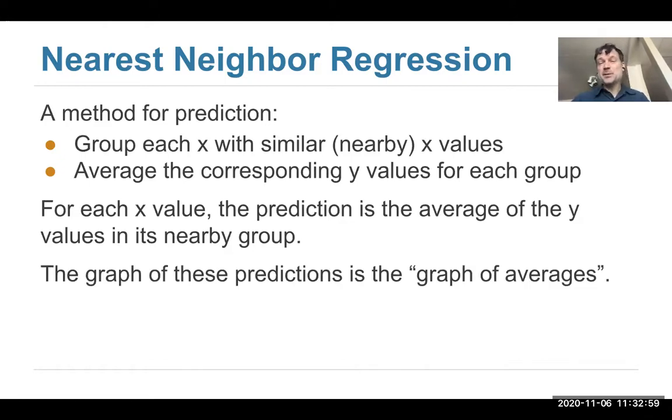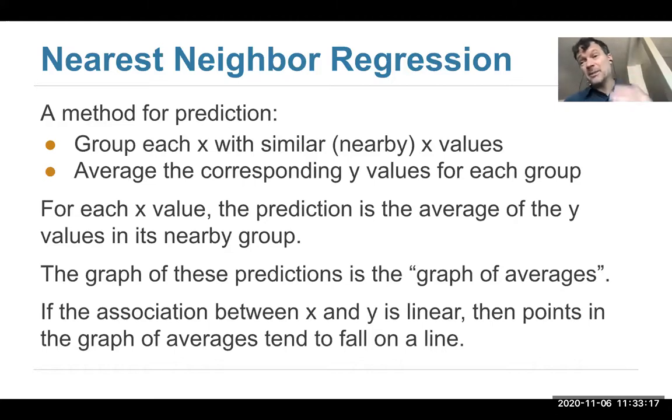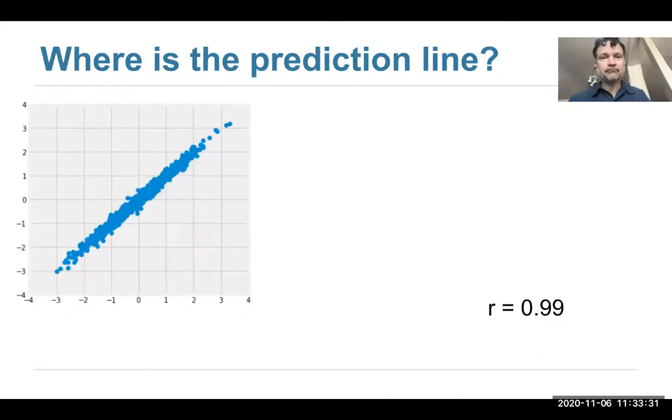And you could make this prediction for any X value. So if you sweep X from the smallest to the largest possible value, that gives you a bunch of predictions, and you could draw a graph of that. We could call that prediction line, or the graph of averages, the nearest neighbor regression line. I'm calling it a line, even though it may not be a straight line. And if the association between X and Y is linear, then this graph will tend to fall approximately on a line. Like we saw, those yellow dots fell approximately on a line. It was a little bit squiggly.